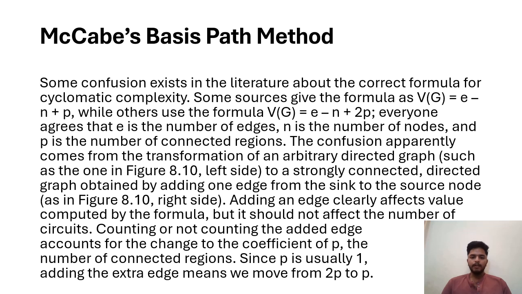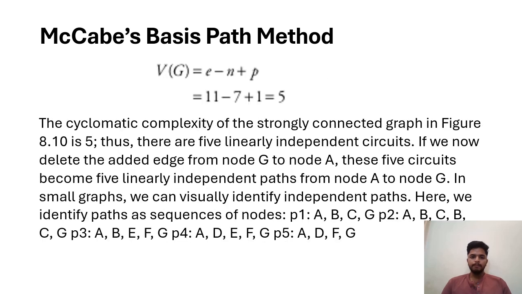Adding an edge clearly affects the value computed by the formula, but it should not affect the number of circuits we are counting, or not counting, the added edge. This accounts for the change to the coefficient of P, the number of connected regions. Since P is usually 1, adding the extra edge means we move from 2P to P.